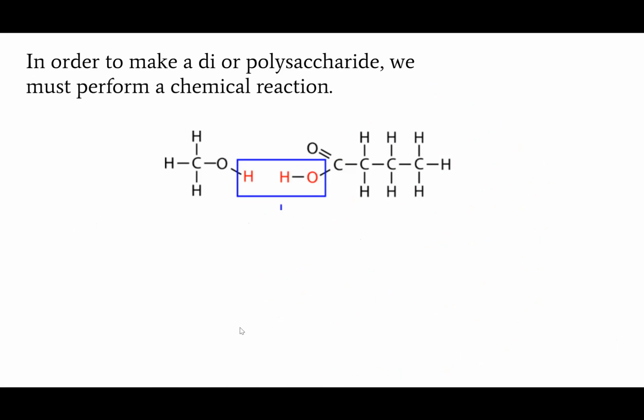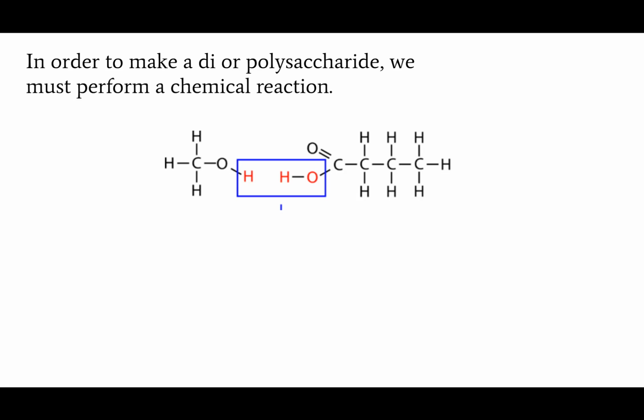Here's the thing. In order to make a disaccharide or a polysaccharide, we have to perform a chemical reaction. Now, this is not part of the carbohydrates. You can put this at the end after your 4 pages of notes. This is going to be true for all monomers and all creating polymers of all kinds, right? It's true for making a polysaccharide out of monosaccharides, but it's also true when we're talking about fats, nucleic acids, and amino acids.